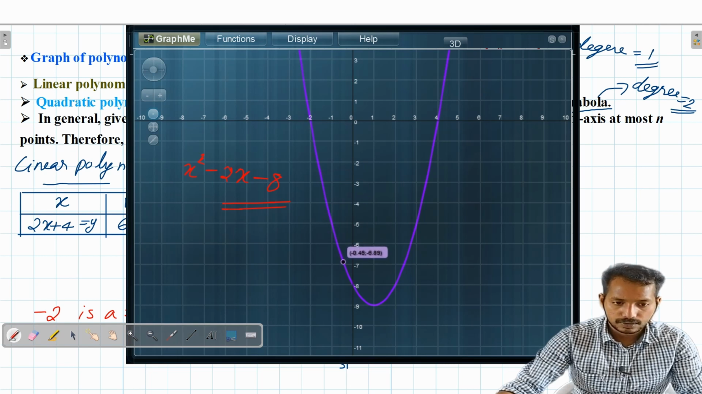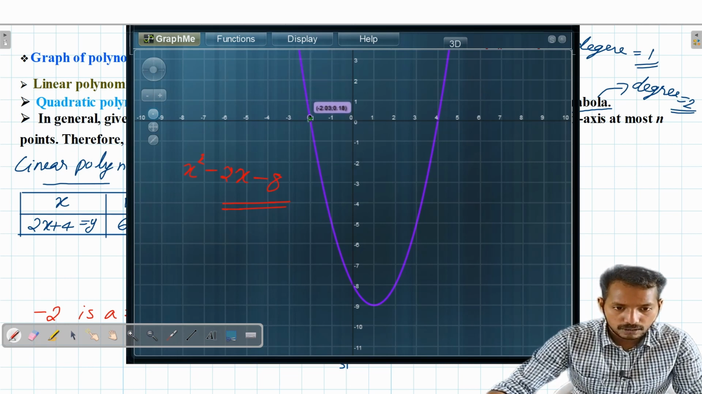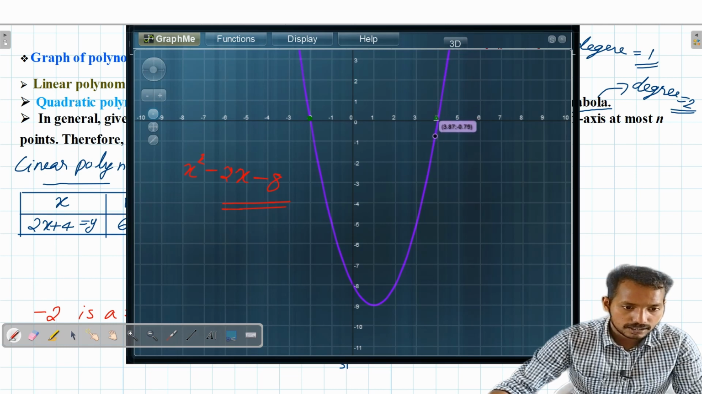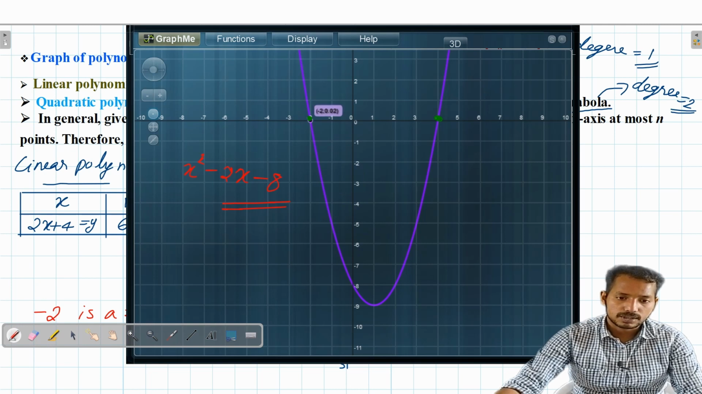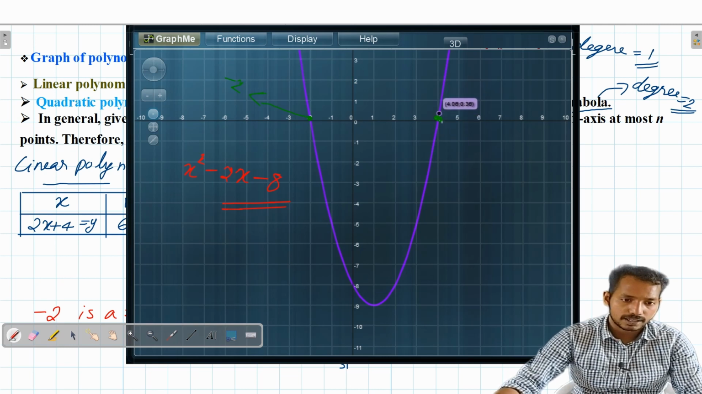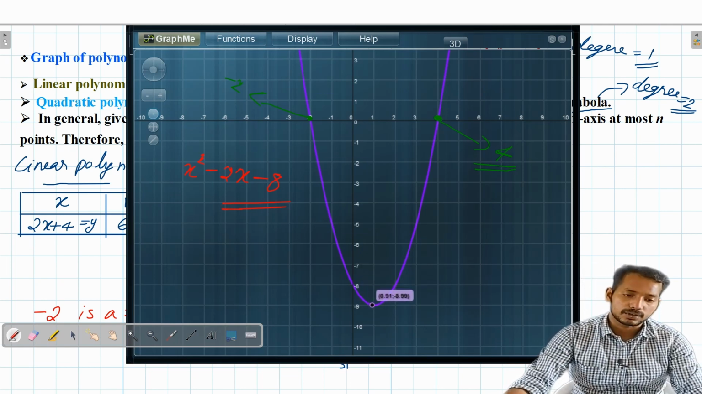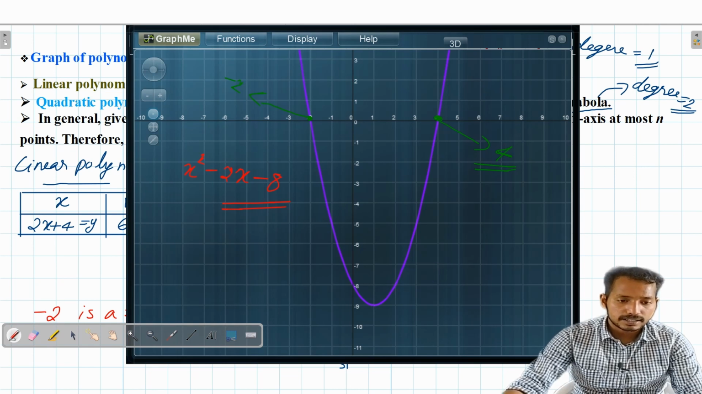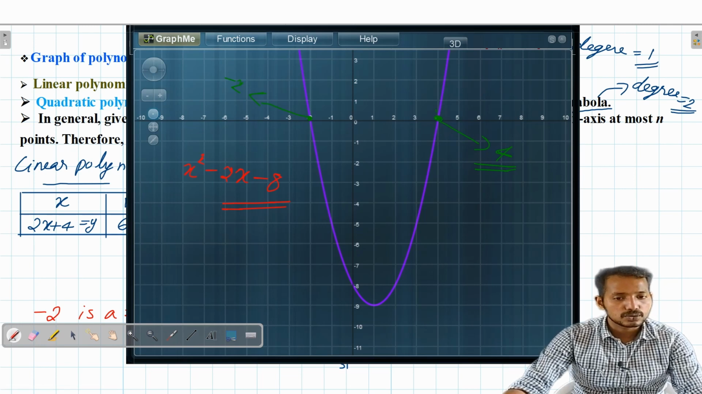Clear? And it intersects the x-axis at 2 points. One is here and another one is here. Because of that, it has two zeros. The first one is here, where the value of x is minus 2, and the other value is 4. Clear? So this is the shape of the quadratic polynomial, and it intersects at 2 points. Because of that, it has two zeros.